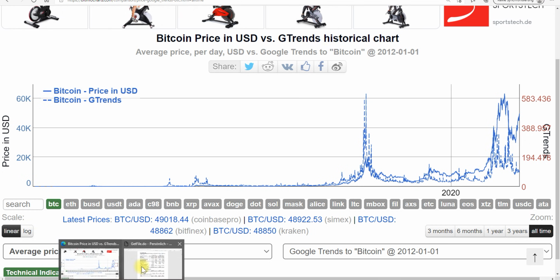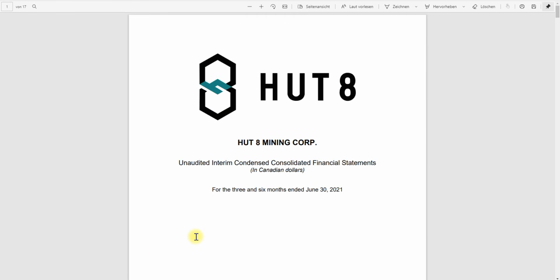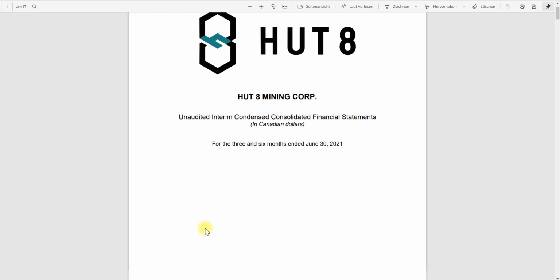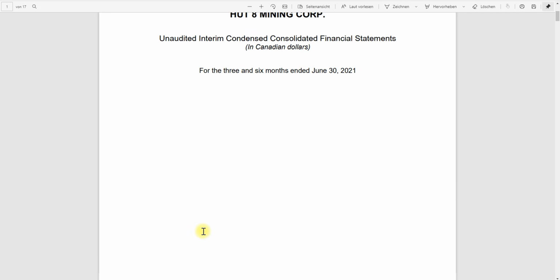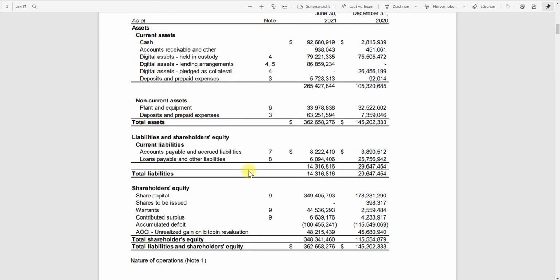Okay, let's check a little bit the Hut 8 financials here. Most of the miners showed us the financials from Q2, so I will show you a little bit about this one. I will go more into detail, I think, on Patreon, but let's give you a little overview here.